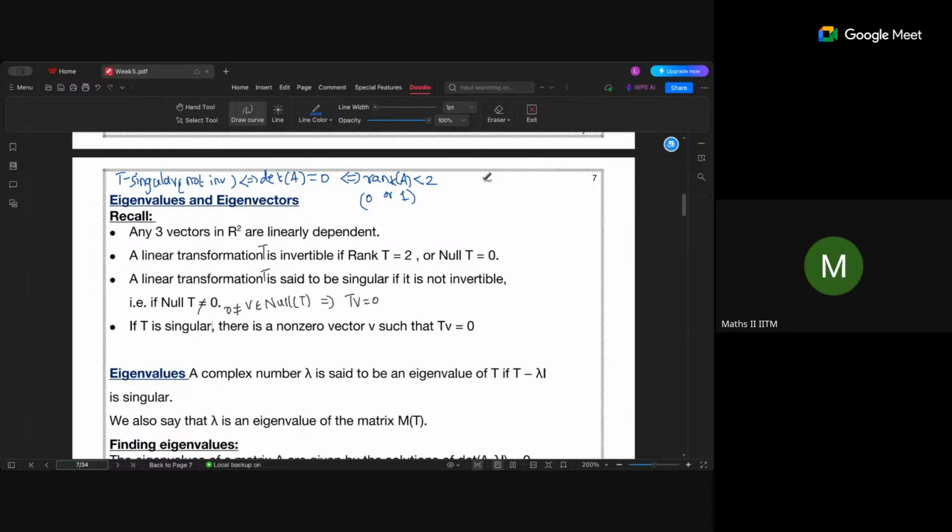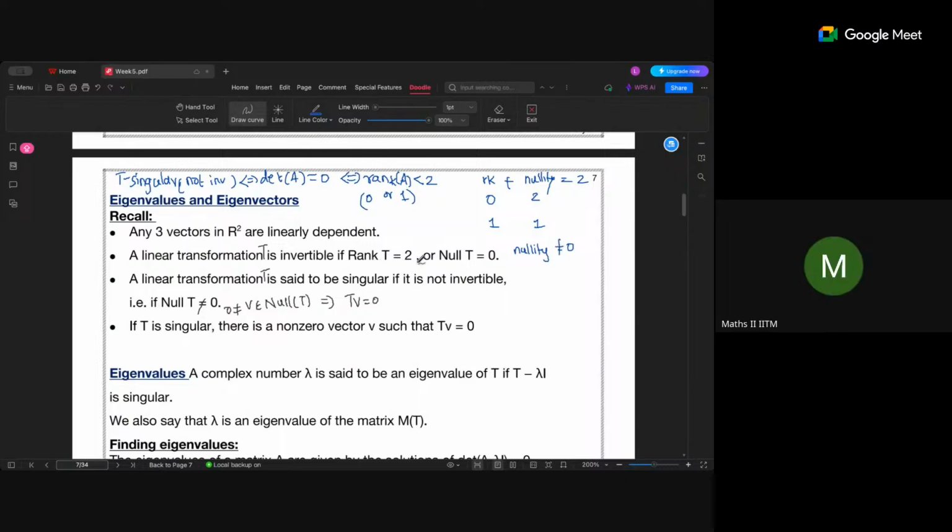So what does the rank-nullity theorem tell you? Rank and nullity, the sum should be 2. So if rank is less than 2, it should be either 0 or 1. So if it is 0, what is the nullity? 2. And if it is 1, what's the nullity? 1. Then you see that nullity is non-zero. So you see that nullity is non-zero. Now you understand why for a singular transformation nullity is non-zero. Is that clear now? Yes, ma'am. Clear. Yes, ma'am.